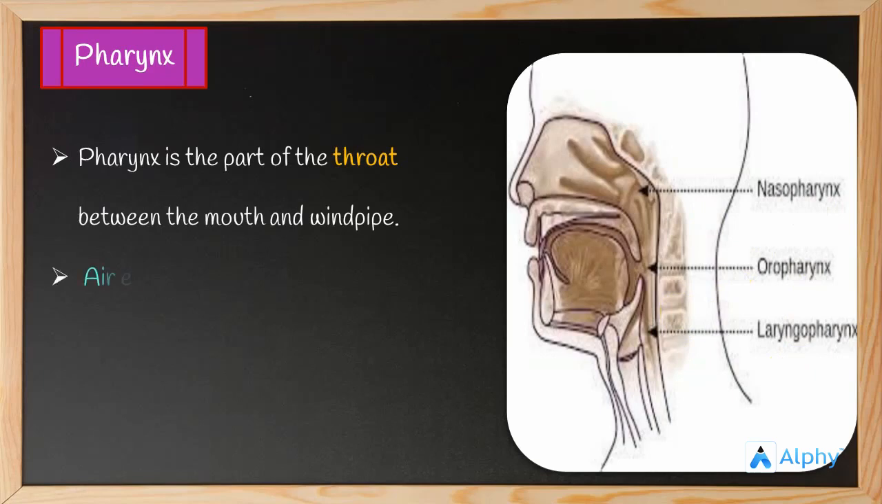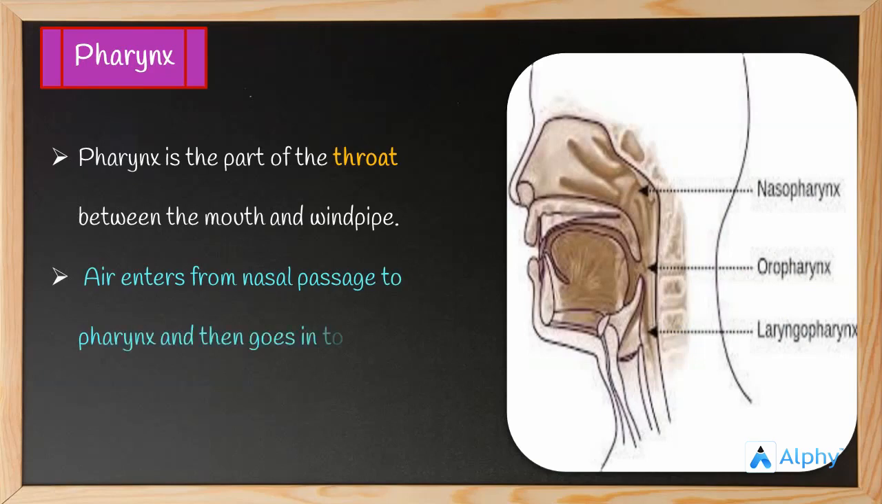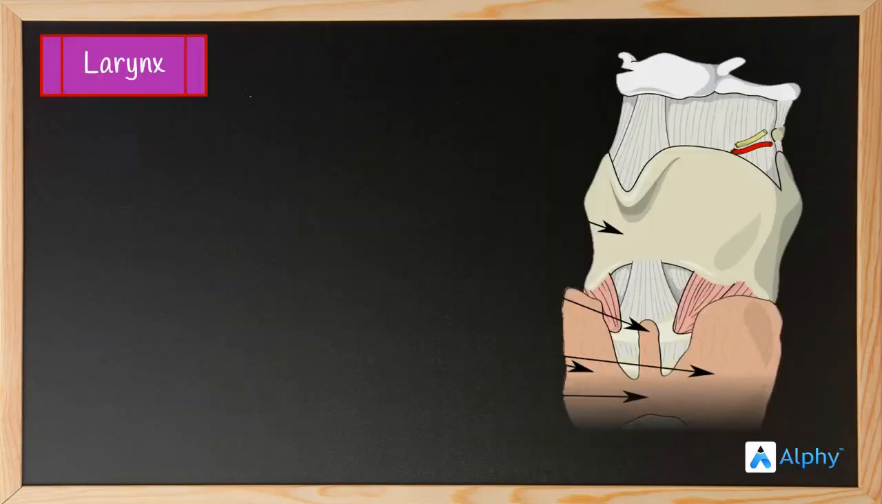Air enters from the nasal passage to the pharynx and then goes into the windpipe, which we call the trachea. As you can see, the pharynx forms a connecting link between the nasal cavity and our windpipe, that is the trachea. Another important thing is that our pharynx forms a point where the digestive and the respiratory systems diverge.